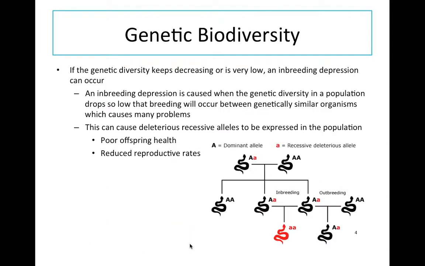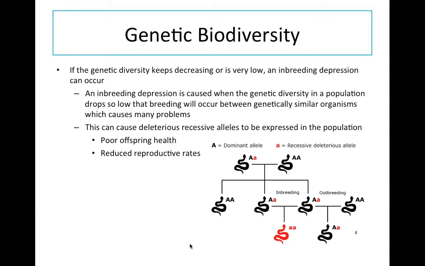So if the genetic diversity keeps decreasing or is very low, an inbreeding depression can occur. So an inbreeding depression is caused when the genetic diversity in a population drops so low that breeding will occur between genetically similar organisms, and that can cause many problems. So this can cause deleterious recessive alleles to be expressed in a population. So this can cause poor offspring health and reduce reproductive rates.